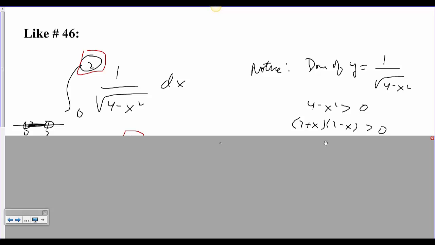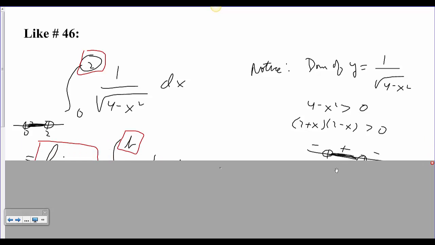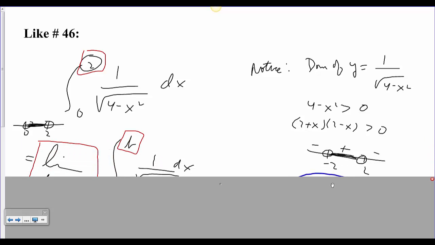That's a quadratic inequality, so you're going to factor it. The two numbers that would make it equal to 0 are 2 and negative 2. Because both of these factors have odd exponents, the signs will alternate. Plug in 0. You'll get 2 times 2, which is positive, so it's negative, positive, negative. We want to know when it's positive, which is between negative 2 and 2. So the problem is that it doesn't exist at 2, and we have 0 to 2.